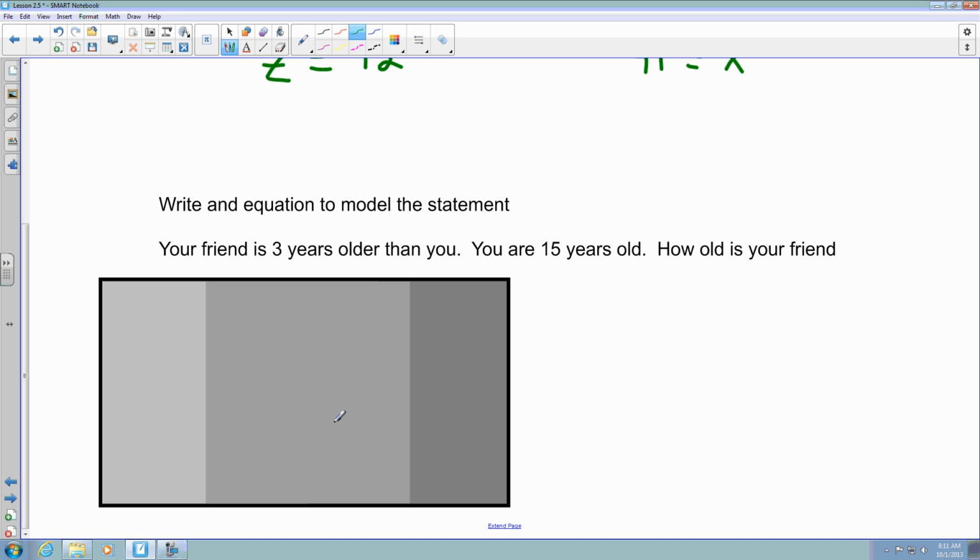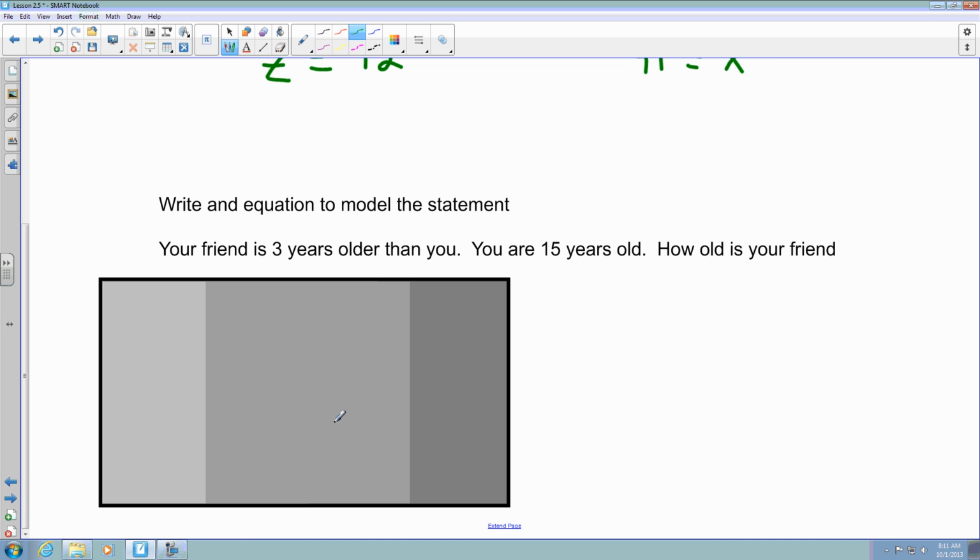So now if we look here, we get to write an equation using the model. Write an equation to model the statement. It says your friend is 3 years older than you. You are 15. It says you are 15 years old. How old is your friend?